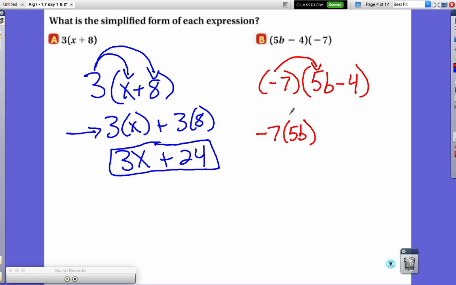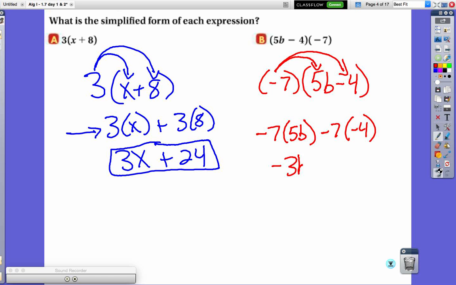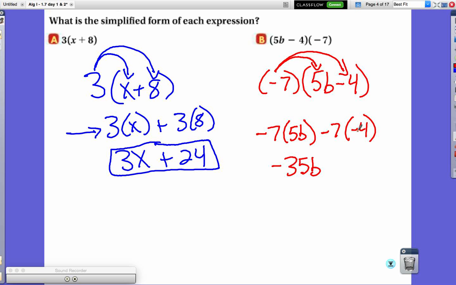Then we have a negative 7 times a negative 4. So it has a minus here that goes with the number, remember. So we have negative 7 times negative 4. So negative 7 times 5b is negative 35b. A negative times a negative is a positive, and then 28. This is our final answer.